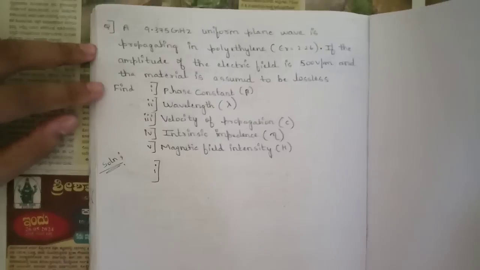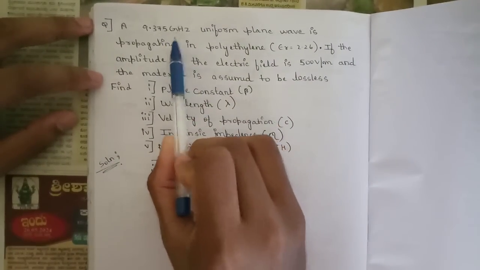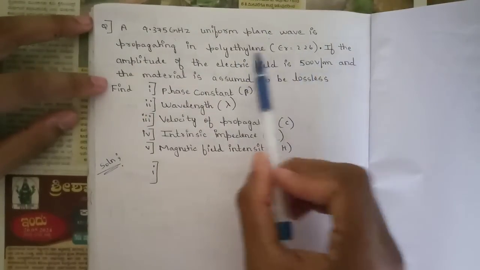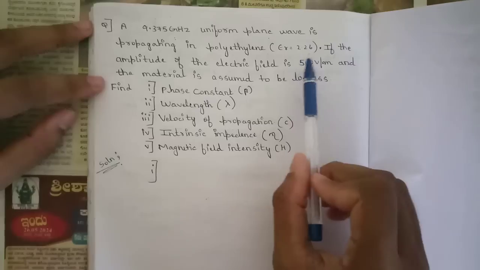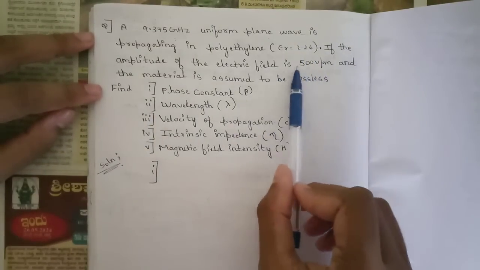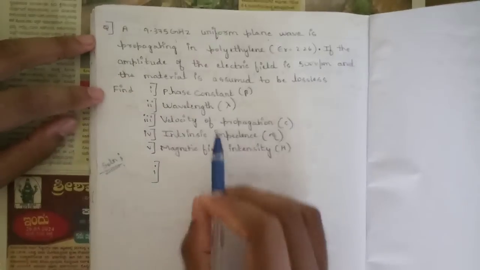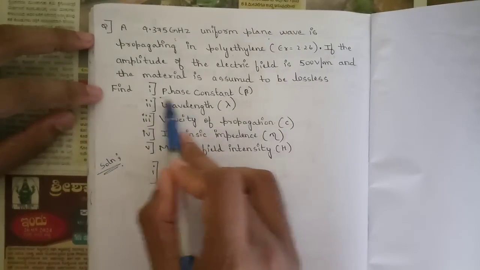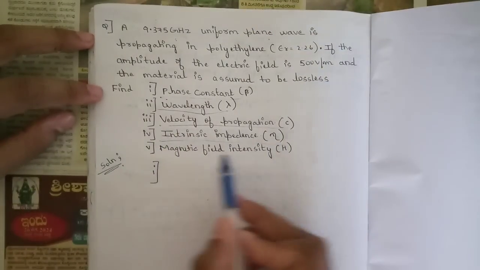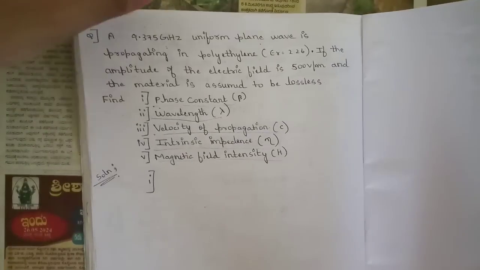So this is the question, a very important one. A 9.375 gigahertz uniform plane wave is propagating in polyethylene with the standard value of epsilon r equal to 2.26. The amplitude of the electric field is mentioned as 500 volts per meter, and the material is assumed to be lossless. We need to find the phase constant, wavelength, velocity of propagation, intrinsic impedance, and magnetic field intensity. Okay, so these are the 5 things we are going to find.